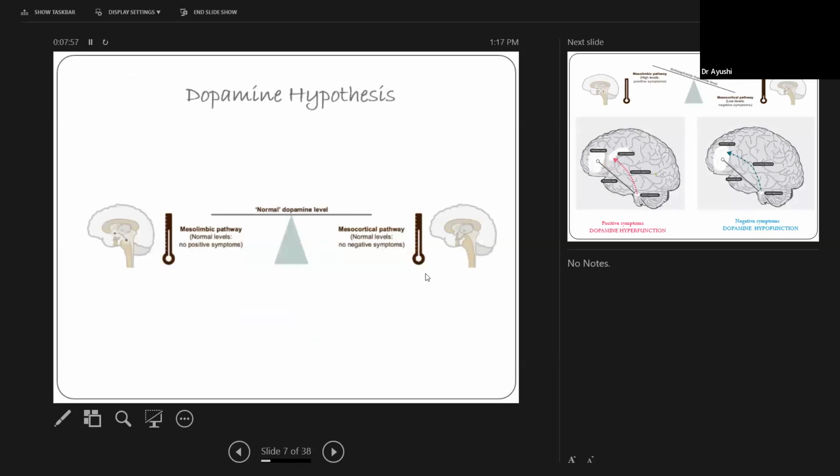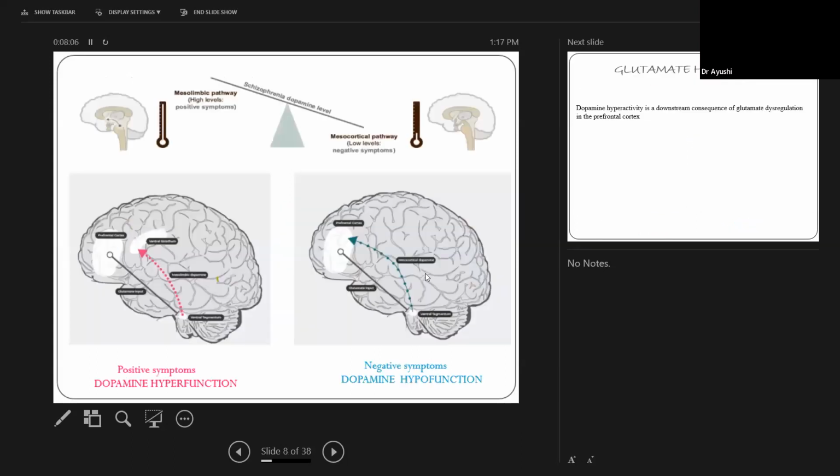Normally in our brain, there is a balance in the dopamine level in the mesolimbic and the mesocortical pathways. In patients with schizophrenia, there is dopamine hyperfunction in the mesolimbic pathway and dopamine hypofunction in the mesocortical pathway, leading to an imbalance. Hence the positive symptoms of schizophrenia arise because of increased dopamine in the mesolimbic pathway, and the negative symptoms because of decreased dopamine in the mesocortical pathway.